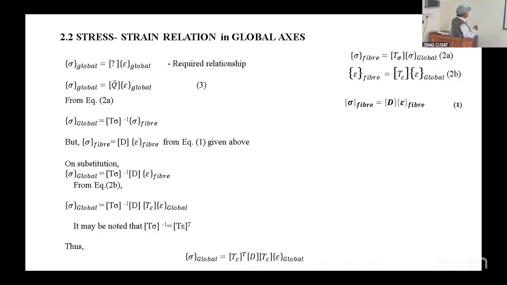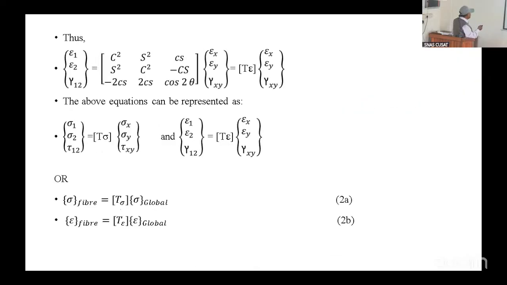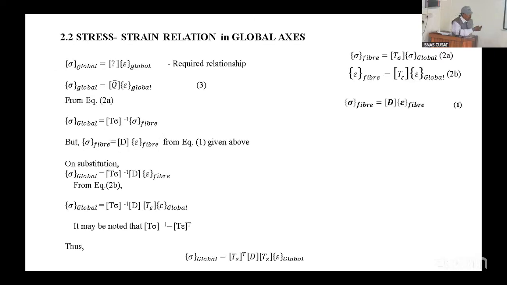So at this point, sigma global and epsilon global relationship is not known. In the previous slide, you have sigma global fiber like this. We want a relationship between sigma global and epsilon global. Why do we need it like this? Because in structural testing, you put a strain gauge and measure epsilon global. So that is the non-quantity. The non-quantity you have to put on this side. So this we need.